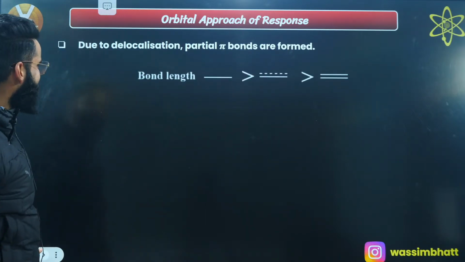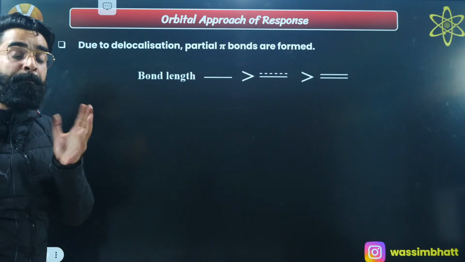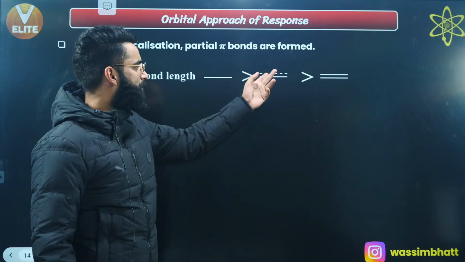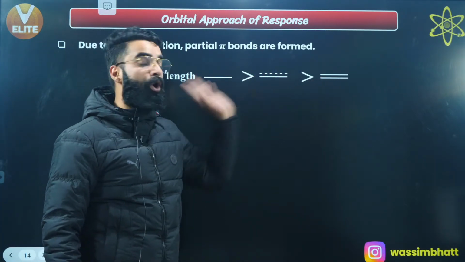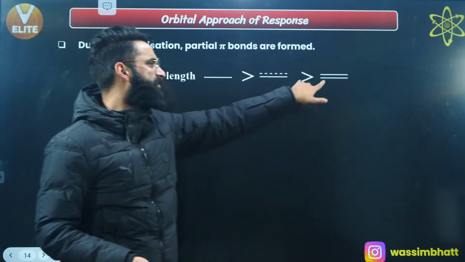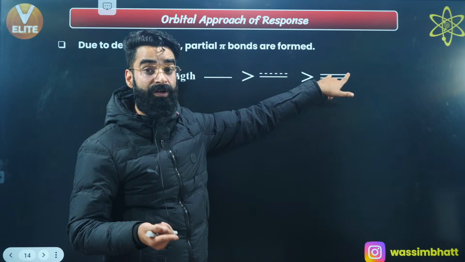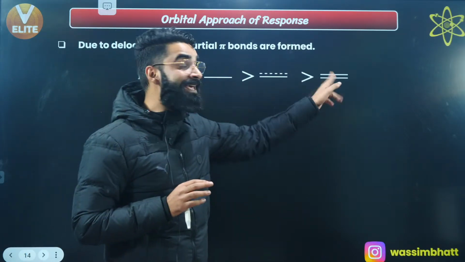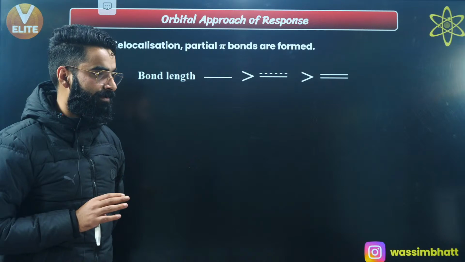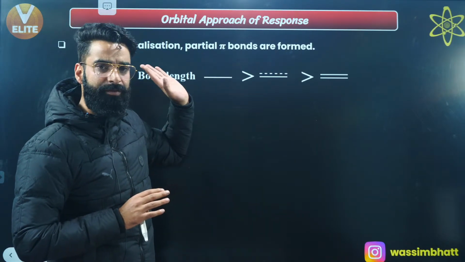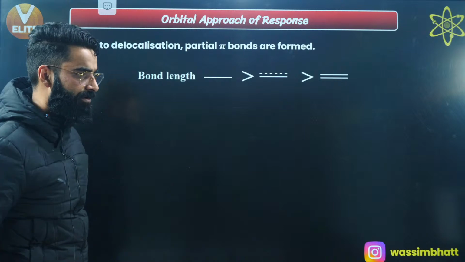And let's exactly see, let's compare the bond lengths. If you have the pure single bond, the partial double bond, and the pure double bond, right? Where is the bond length more? Definitely bond strength in the case of the pure double bond is maximum. That means bond length in the pure double bond is going to be minimum, right? Followed by your partial double bond, followed by your pure single bond, right?